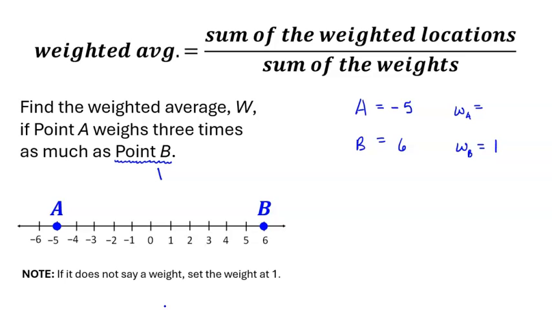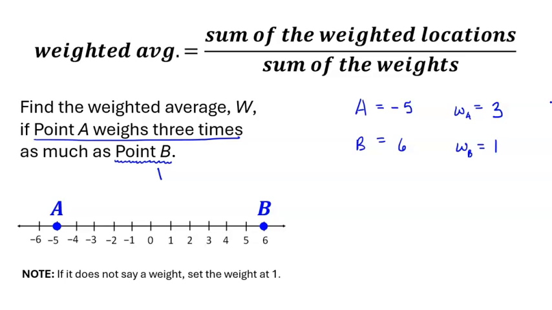And remember, the weights have nothing to do with the location. So we're looking at the description for our weights. And then it says point A weighs 3 times as much as point B. They're talking about the weight, not the location. So the weight of A is going to be 3 times the weight of B, which is 1. So it's just going to be 3.